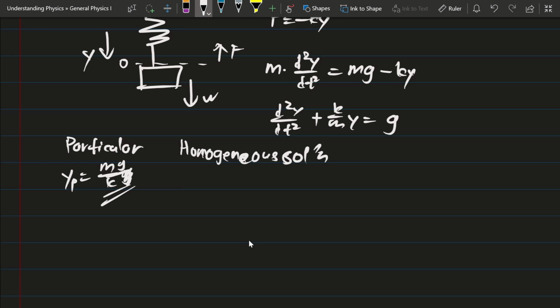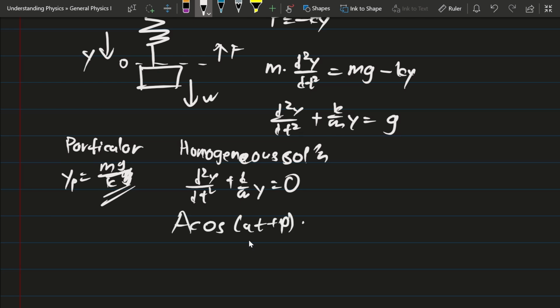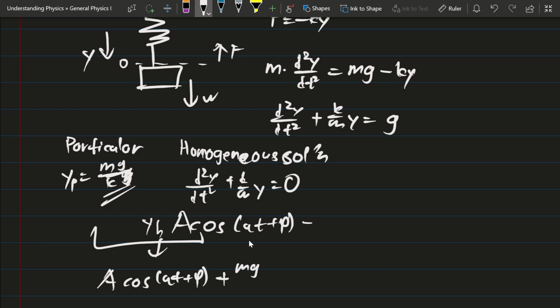And then for the homogeneous solution, it is basically d squared y over dt squared plus k over m y equals 0, which is the same thing you would later get: the cosine omega t plus phi with the A, and this is the homogeneous solution. And so what's the general solution? It's basically the sum of these two. So you would obtain it to be A cosine omega t plus phi plus mg over k.